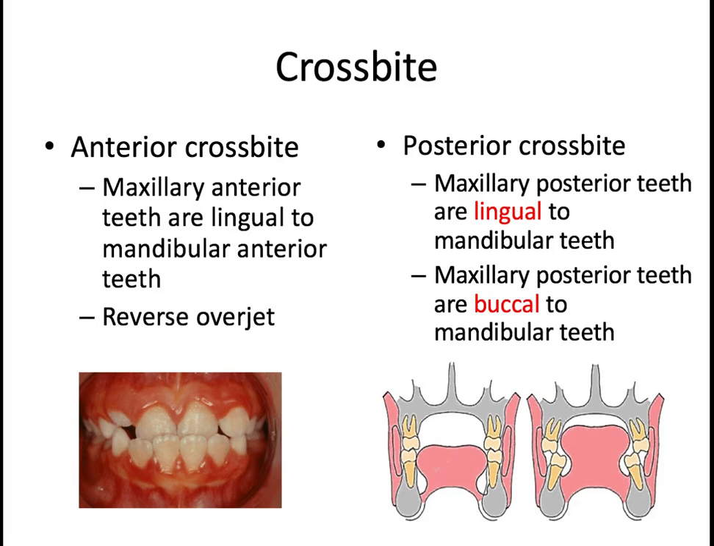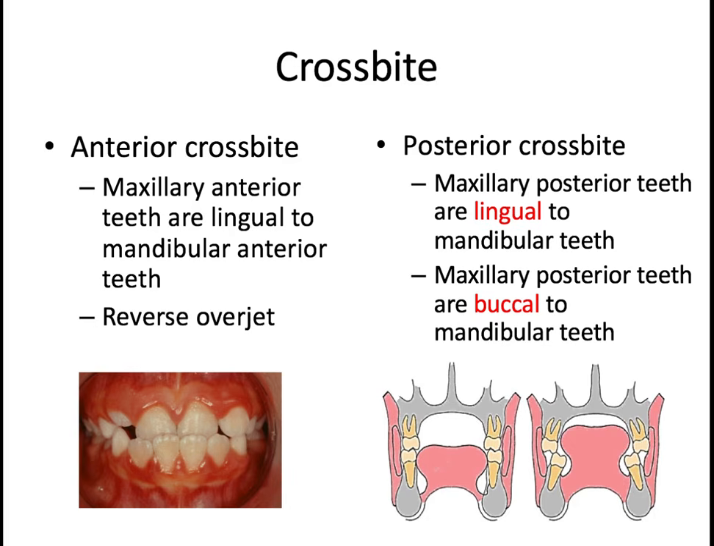Next we have crossbites. So the first is anterior crossbite, and this refers to the maxillary anterior teeth being lingual to the mandibular anterior teeth. So actually another way to refer to this is reverse overjet, just like we talked about in the last slide, where those lower incisors are out in front of the upper incisors. Posterior crossbite is a little bit more complex. So this refers to some mismatch in horizontal overlap of the back teeth.